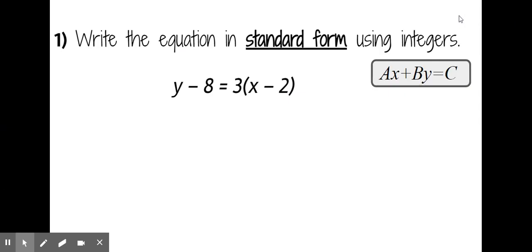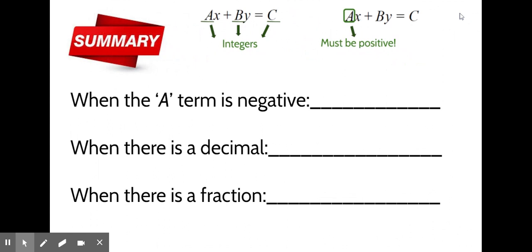Okay, summarizing. When we have an a term that is negative, so when our very first term up here in the front is not positive, when it's negative, how do we change that? What do we multiply both sides of the equation by? Yeah, -1. So add this to your summary. We multiply everything by -1, and that's going to make that first term positive.